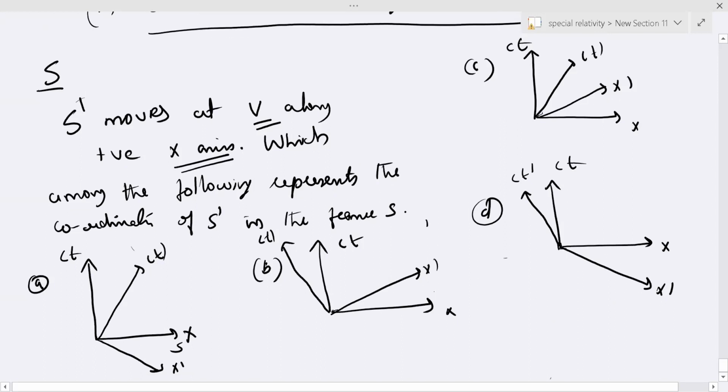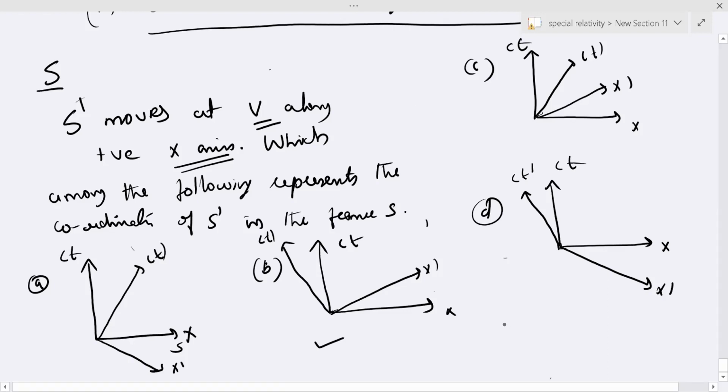Maybe option B. You say option B. Okay. Is there any other? Is anyone else trying to answer? I think I need your answers. All right, I'll tell you why option B is wrong.